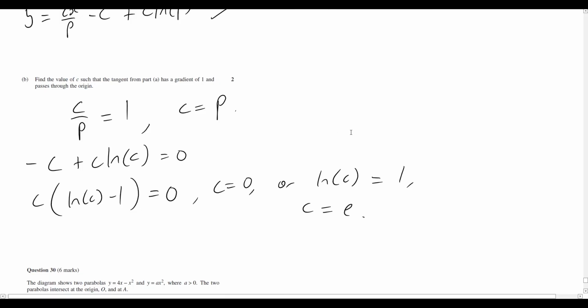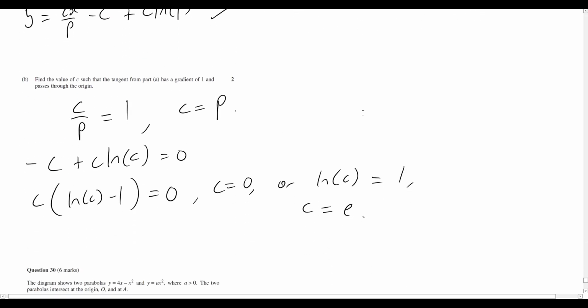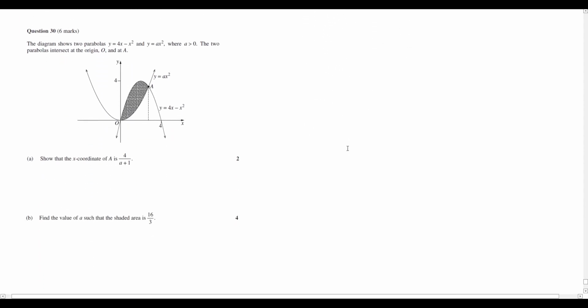And since we have in the question given that c is greater than 0, we can therefore eliminate that option there, that c equals 0, so we know that we must have the value of c equals e. And that's our final answer for 29b. Okay, now moving on to question 30.